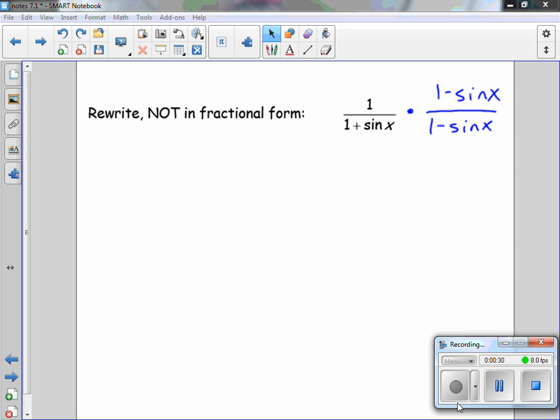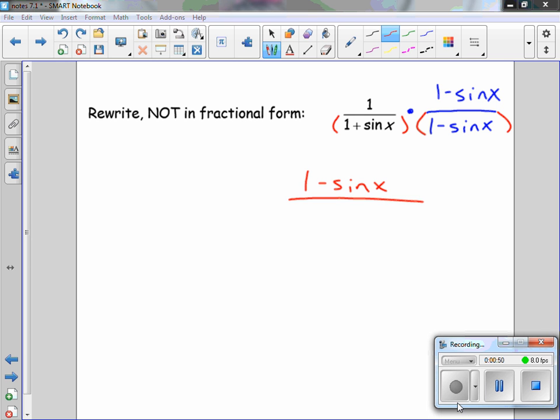So when we multiply by the conjugate in the denominator, that's obviously a conjugate pair. You don't have to go through all the FOIL. You can just multiply the first and the last, because when they're conjugates, the outer and the inner cancel out. In our numerator, we will have 1 times 1 minus sine x. So that's just going to be 1 minus sine x, and that will be over 1 minus sine squared x. Okay?